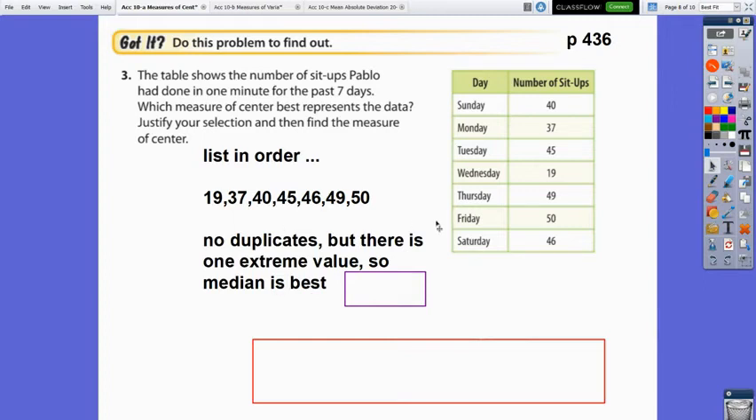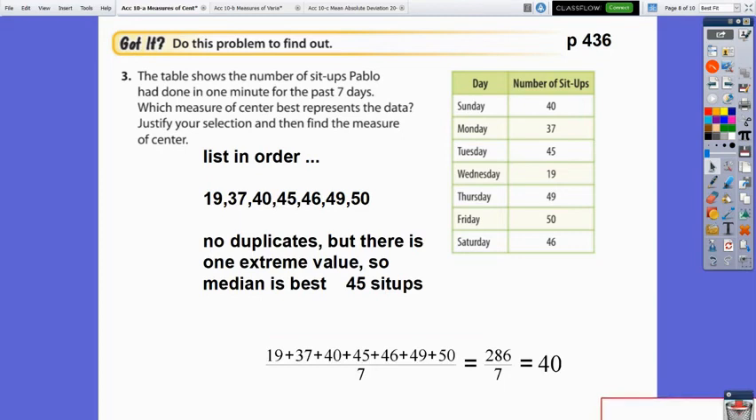And the median of this set of data is, there are 7 numbers, so the middle one is 45 sit-ups. 45 sit-ups. That's the best measure of the center. You say the average, which you put, what's the basic number of sit-ups that he's doing every day? And I calculated the mean down here, and you see that the mean comes out to 40. That 19 adding in there drags this number down pretty far.